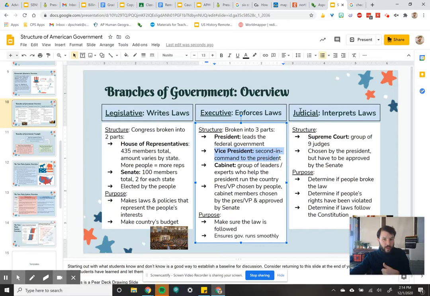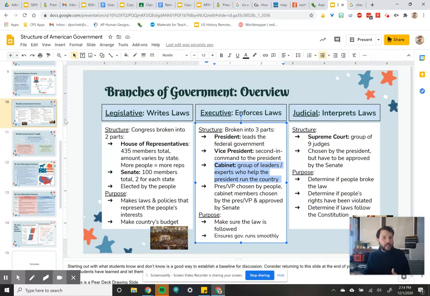Then we have the vice president. They are the second in command to the president. Essentially, if the president dies, the vice president is the person who takes over. And then we also have the cabinet. And this is a group of leaders and experts who help the president run the country. So these are people that are chosen by the president and the vice president. And then they just help the president run the country. The president is only one person, and the federal government is made up of hundreds of thousands of employees.